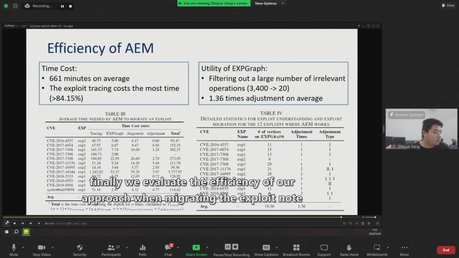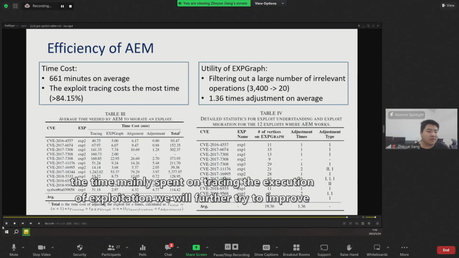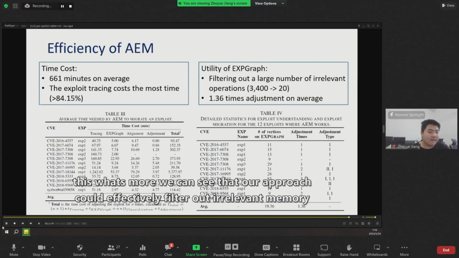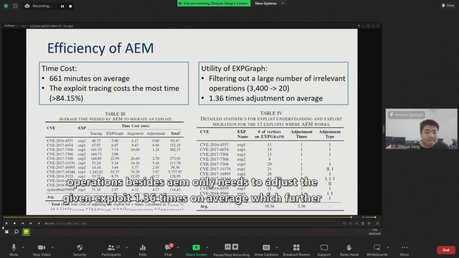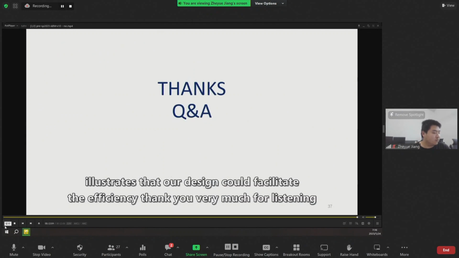Finally, we evaluate the efficiency of our approach when migrating the exploit. Note that AEM needs an average time of 661 minutes to migrate an exploit. From the table, we can see that the time is mainly spent on tracing the execution of the exploit. We will further try to improve this. What's more, we can see that our approach could effectively filter out irrelevant memory operations. Besides, AEM only needs to adjust the given exploit 1.36 times on average, which further illustrates that our design could facilitate the efficiency. Thank you very much for listening.